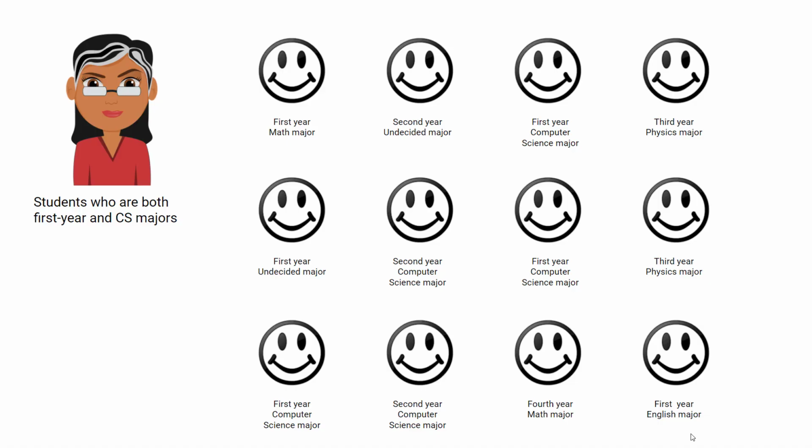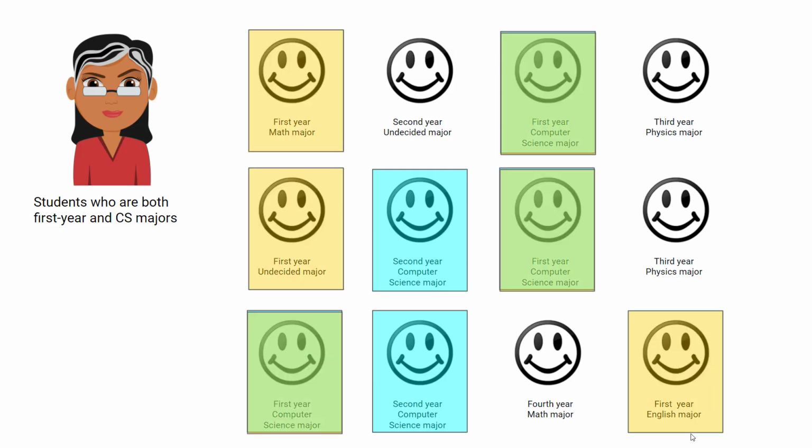The instructor of the class wants to let all the first-year computer science majors know about the computer science club. So she needs to generate a list of all students in the class who are both computer science students and first-year students, all students who are both in the set C and in the set F. This is called the intersection of those two sets.